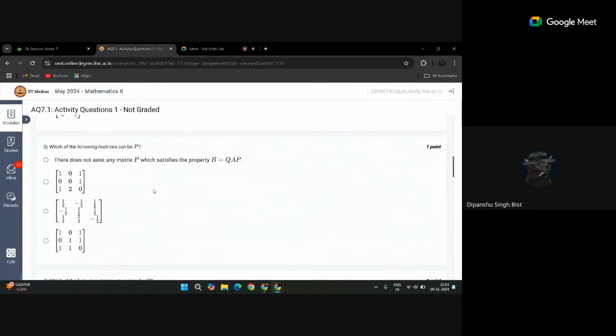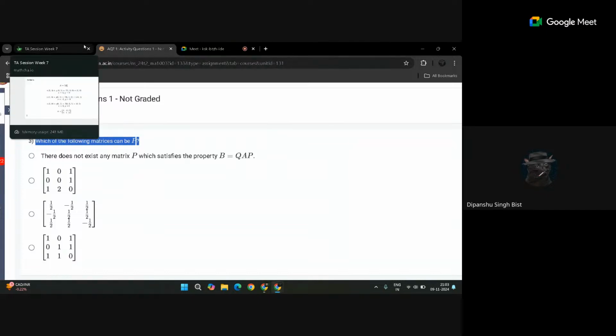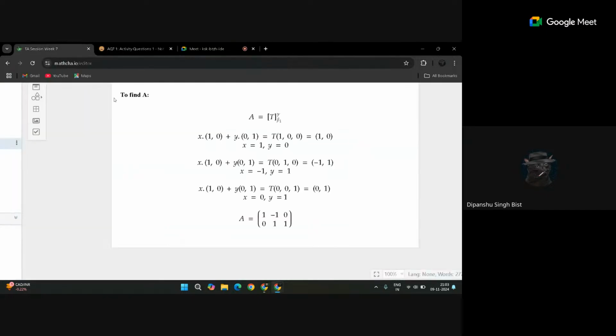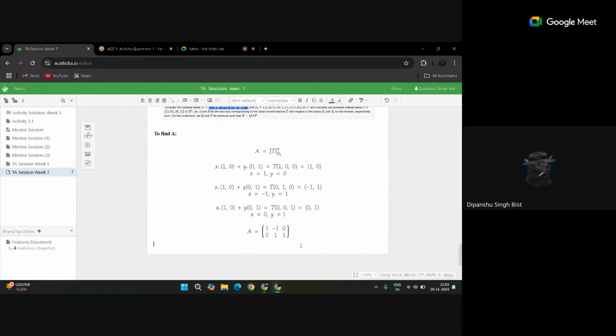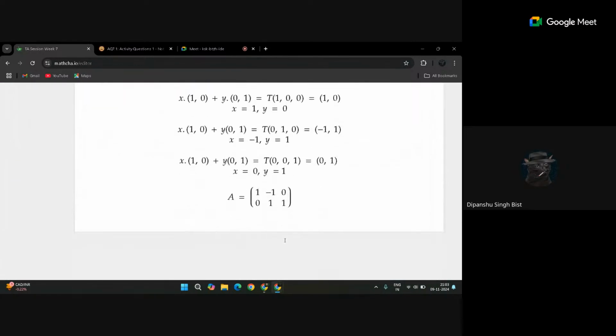Which of the following can be P? Right, so the question is which of the following can be P. So how to do that? How can we find the value of P? P is something we are pre-multiplying in what? To find P.